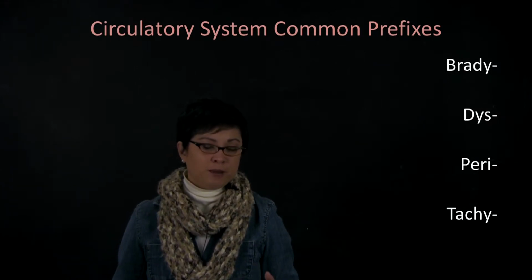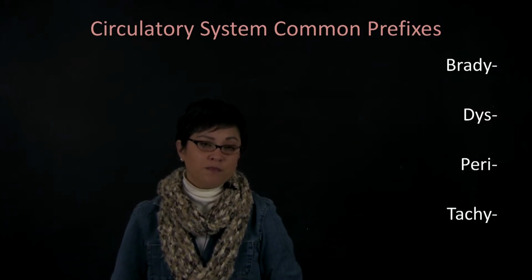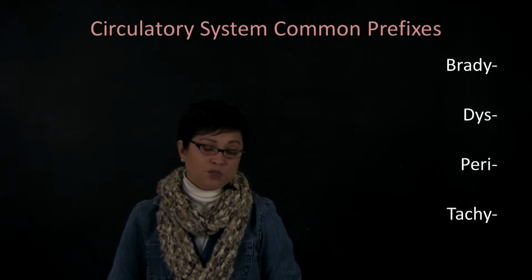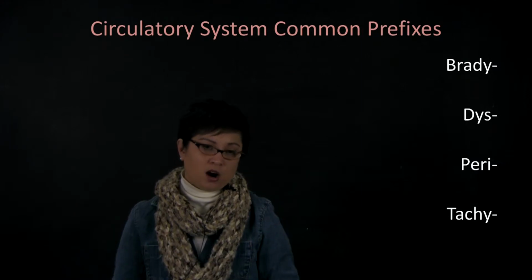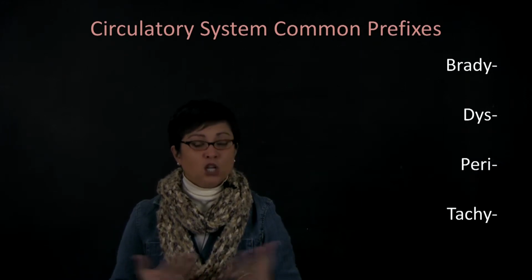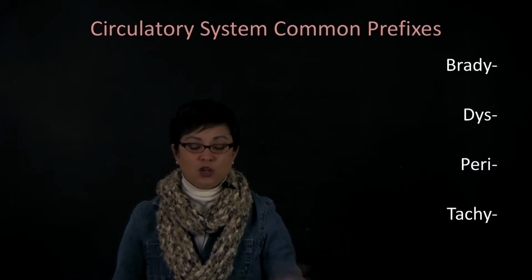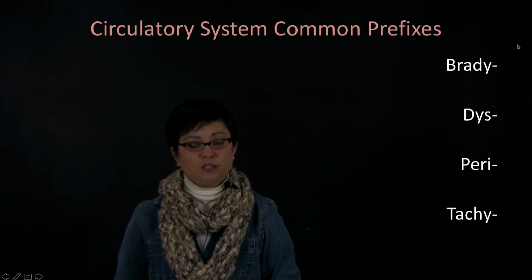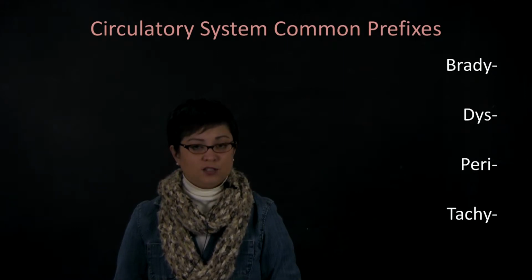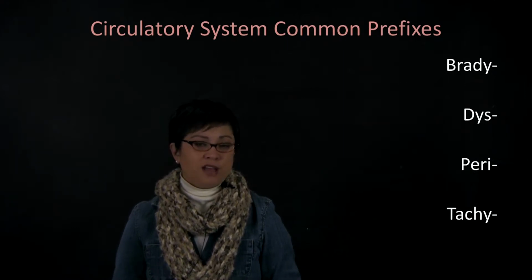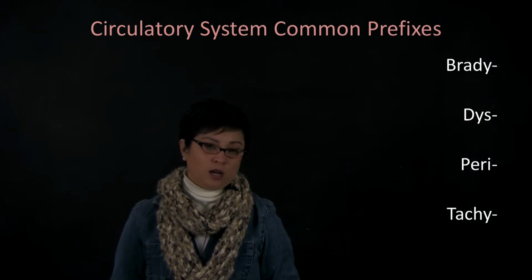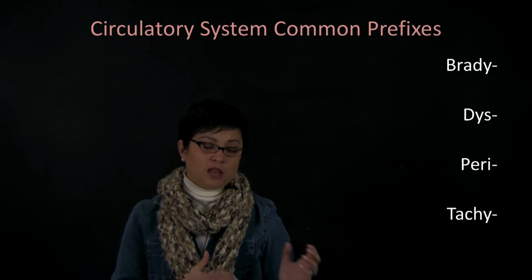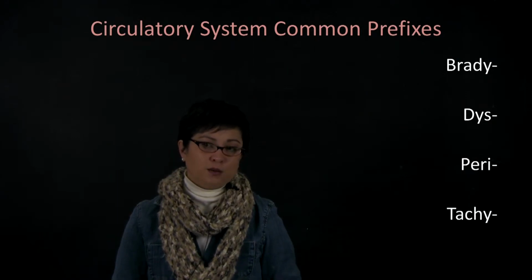Then we have pericardium or pericardii, and that means we're going around, okay? So we're around the heart, for example. And then our last term, which is tachy, you can also put into the respiratory system, and that means fast. So we have a tachycardia, which is very common in younger women, and that means a fast heartbeat.